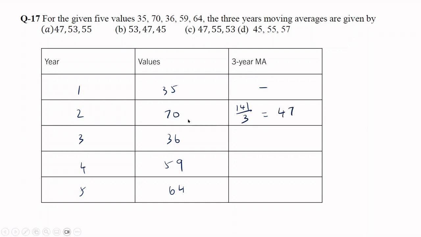Then the next 3-year moving average is 70 plus 36 plus 59, which is 165 divided by 3. It is 55. Then the next 3-year moving average is 36 plus 59 plus 64, which is 159 divided by 3. It is 53. So the correct option is 47, 55, 53, which is option C.